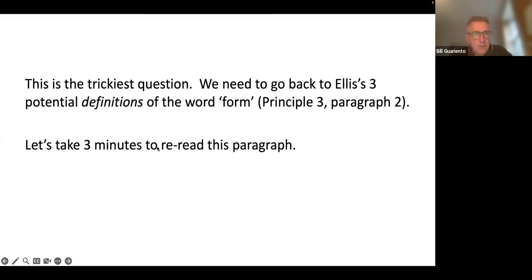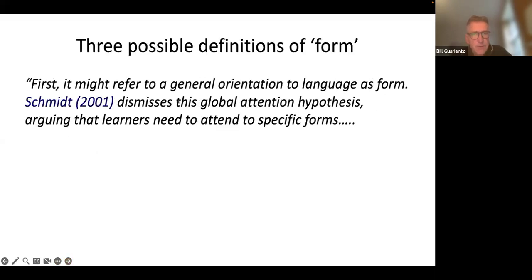And this is paragraph 2. So let's take 3 minutes to reread this paragraph 2. We're talking here about definitions of form. This is his first definition of form. Read this. First, form might refer to a general orientation to language, as form. Schmidt dismisses this global attention hypothesis, arguing that learners need to attend to specific forms.